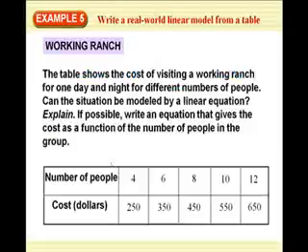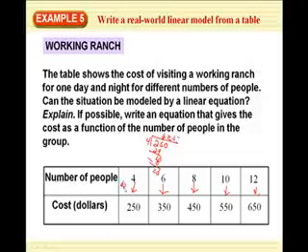Example 5. The table shows the cost of visiting a working ranch for one day and night for different numbers of people. Can the situation be modeled by a linear equation? Explain. If possible, write an equation. Okay, it can be modeled if the rate of change is the same. That means if the change from here to here is the same for each situation. Okay? So let's divide it out and see. $250 for 4 people. So what is 250 divided by 4? That's $62.50 per person.